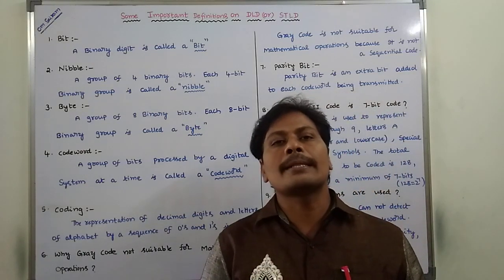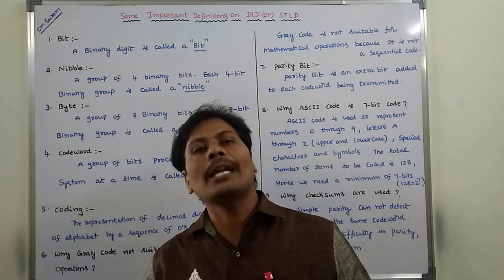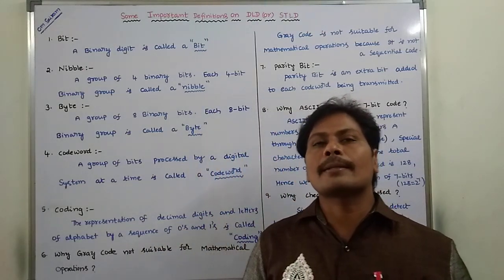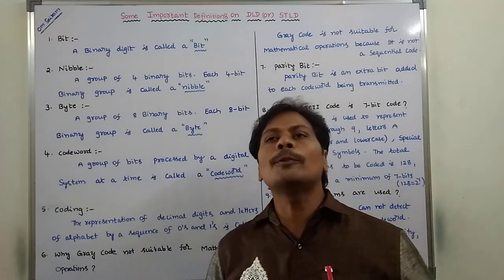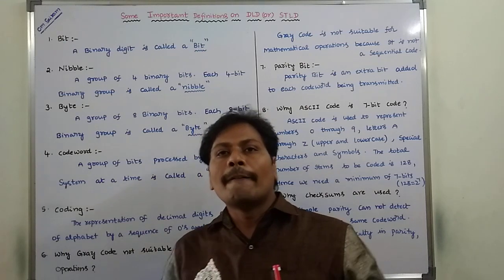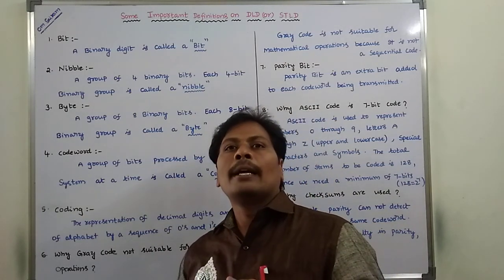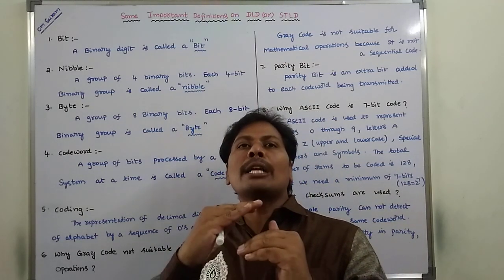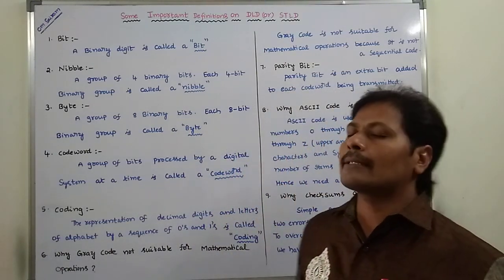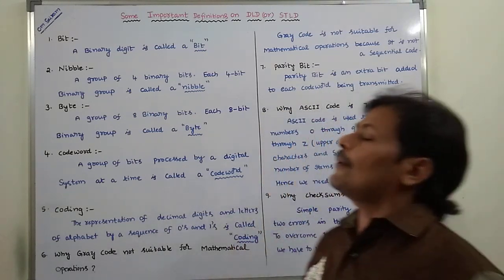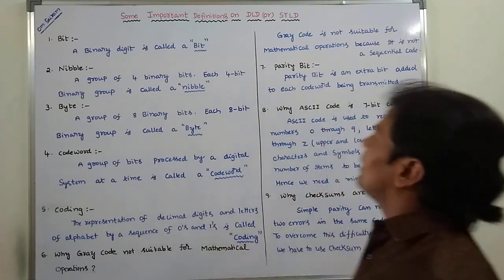So gray code is not suitable for mathematical operations because it is not a sequential code. So sequential code means, suppose we are taking a code word. For that code word we have to take the succeeding code word. For that succeeding code word, the previous one is the previous code word. If the succeeding code word is one binary number greater than the preceding code word, then it can be called a sequential code. So gray code is not suitable for mathematical operations because it is not a sequential code.